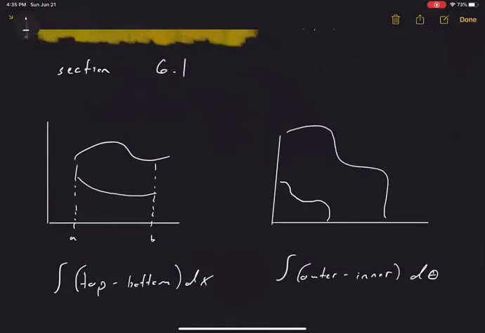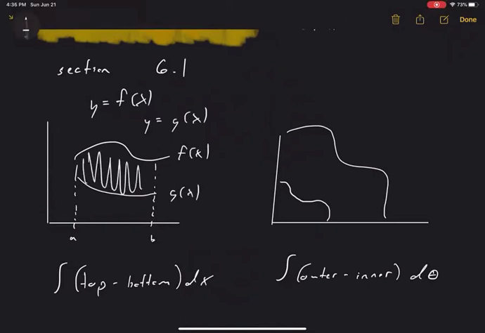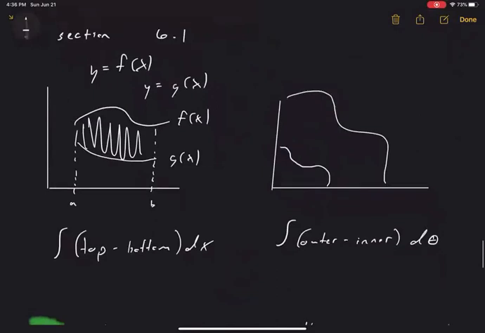Okay, so remember when we had y equals f of x and y equals g of x. Okay, so let's say this is f of x and this is g of x. And I wanted to find this shaded region, the area between those curves. Remember how we did that? It was the integral from a to b of the top curve minus the bottom curve.